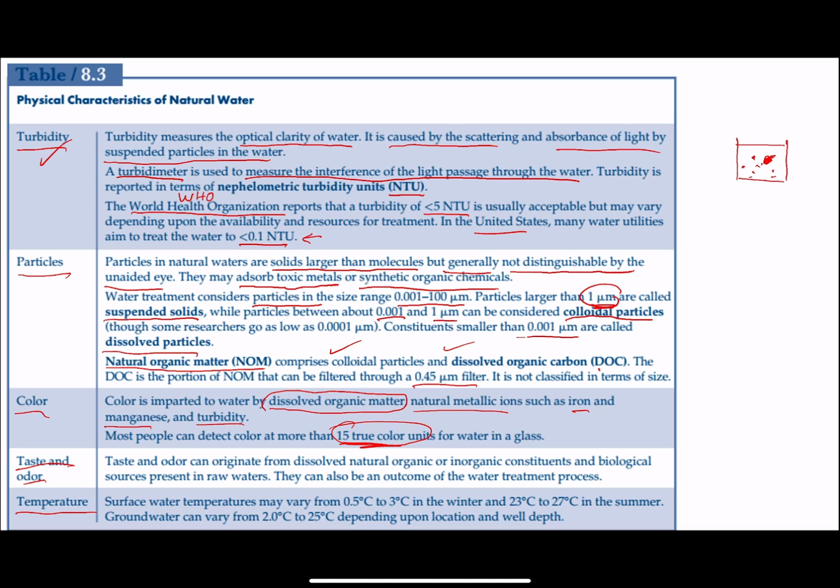Taste and odor can originate from dissolved natural organic or inorganic constituents and biological sources present in raw water. They can also be an outcome of the water treatment process. Last, temperature. The surface water temperature may vary from 0.5 to 3 Celsius in the winter and 23 to 27 Celsius in the summer. Groundwater can vary from 2 to 25 depending upon location and well depth. So these are all the characteristics of the natural water that we should analyze all the time.